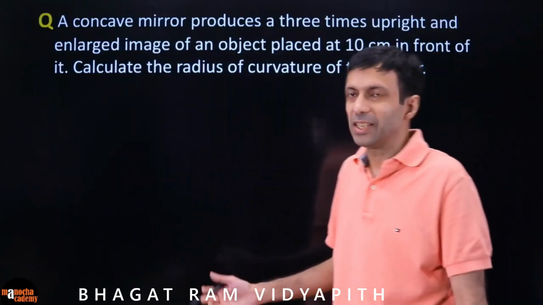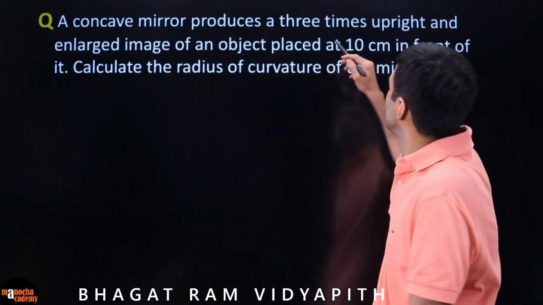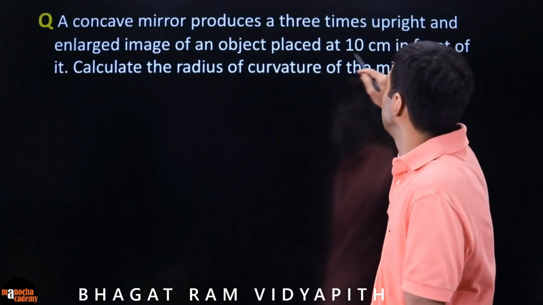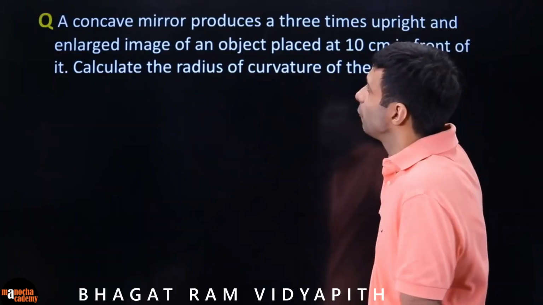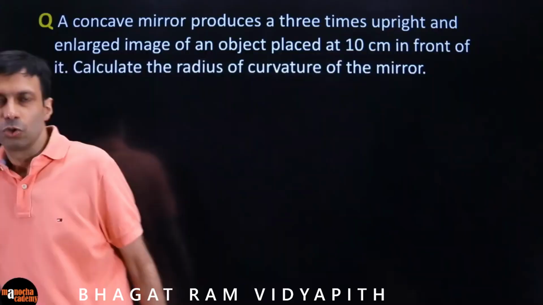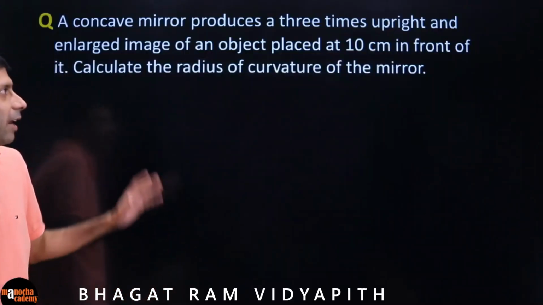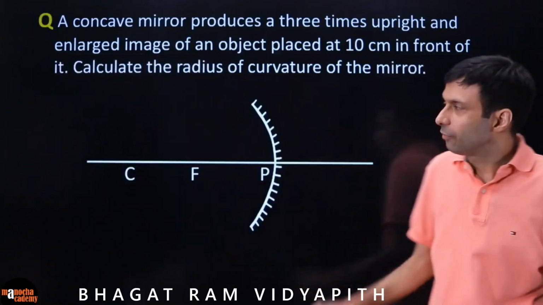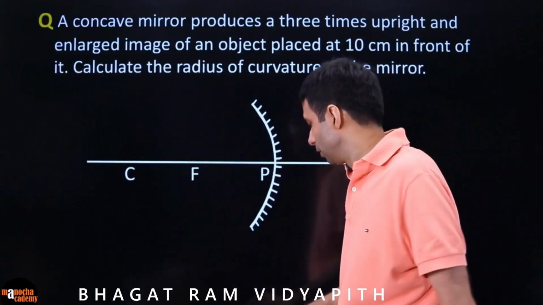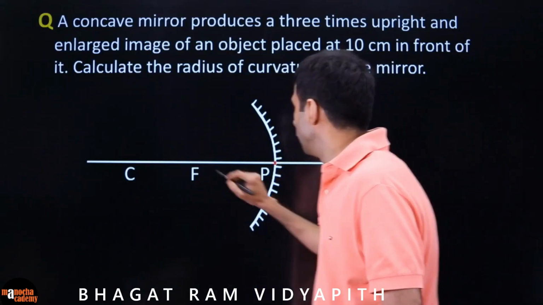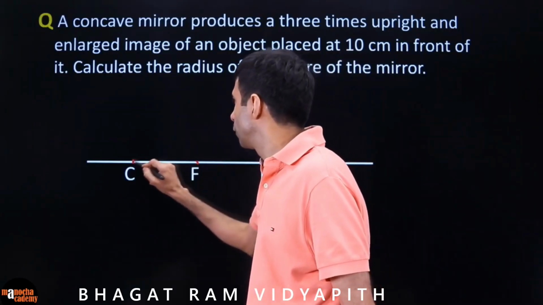I think one last question, let's try it out. A concave mirror produces a 3 times upright and enlarged image of an object placed at 10 centimeters in front of it. Calculate the radius of curvature of the mirror. So once again, draw a rough diagram, write down your data and try to solve this question. So see, the rough diagram will involve a concave mirror. So we will mark the pole, focus, and center of curvature of the mirror.